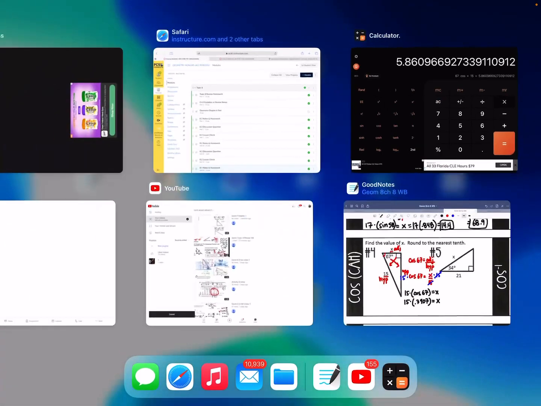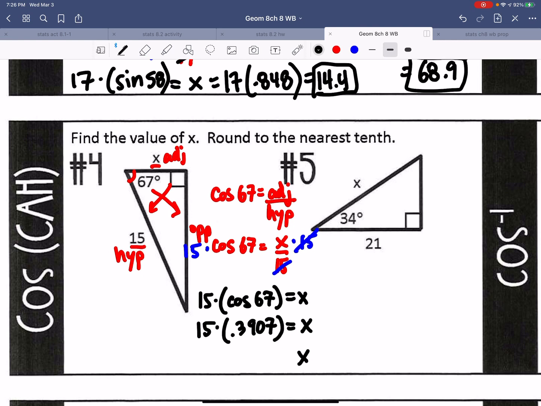All right, 5.9. All right, looking in my picture here, yeah, that makes sense. My hypotenuse is the longest side, so I was looking for a number less than 15.